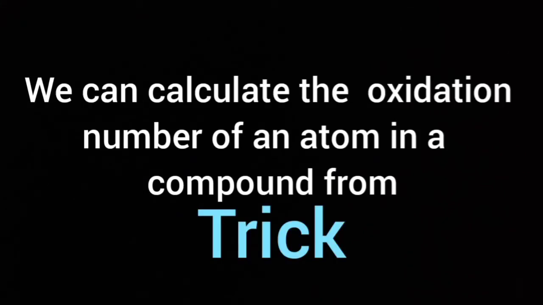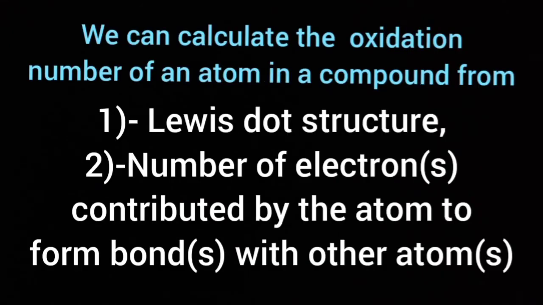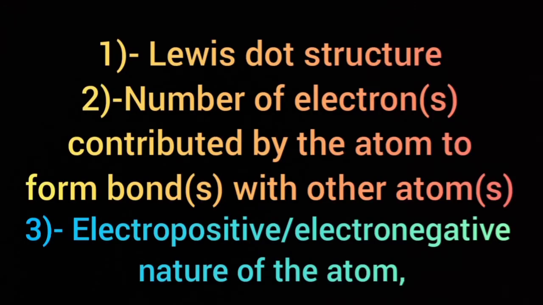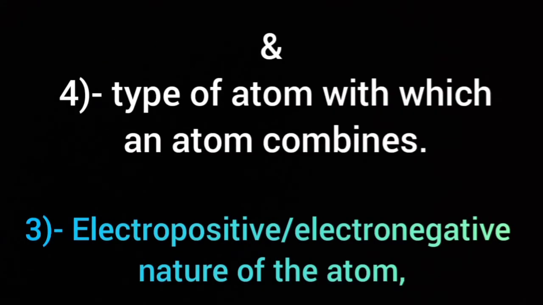We can calculate the oxidation number of an atom in a compound from the Lewis dot structure, the number of electrons contributed by the atom to form a bond or bonds with other atoms, the electronegative or electropositive nature of the atom, and the type of atom with which an atom combines.